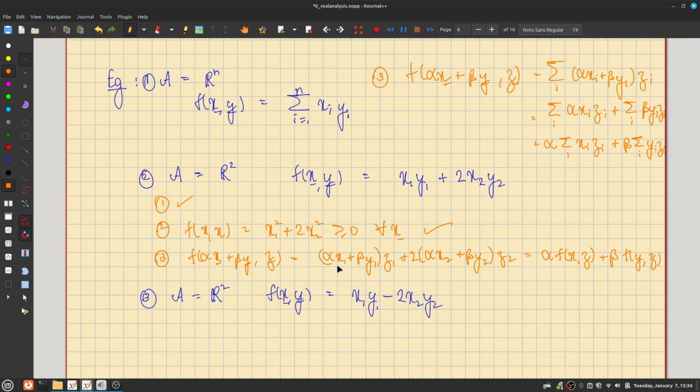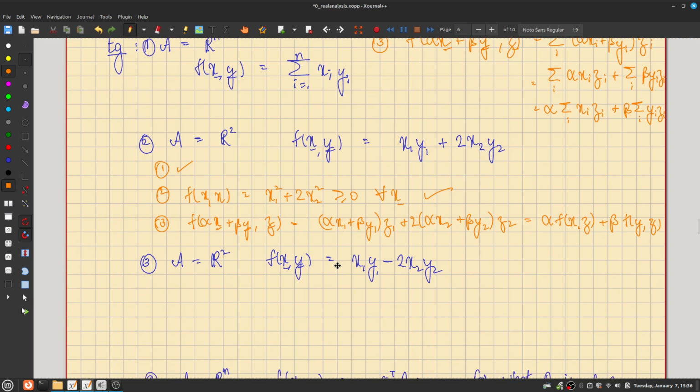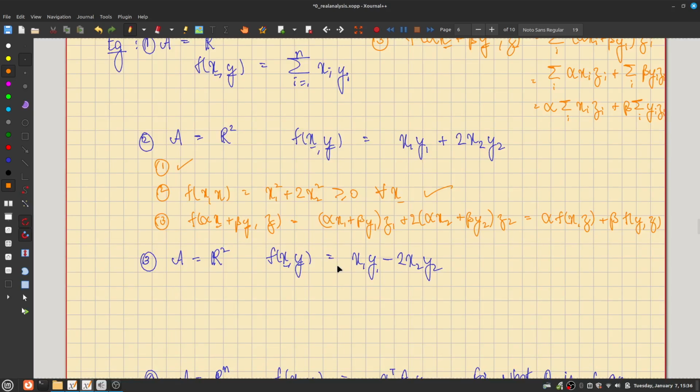Okay. So for that, let's look at the next example. All right. Let's look at f of x comma y, which is x1 y1 minus 2 x2 y2. You could, in principle, pose what you said in the same way, wherein the third component is maybe minus 2 times the second component, right? But let's see if this is an inner product or not.